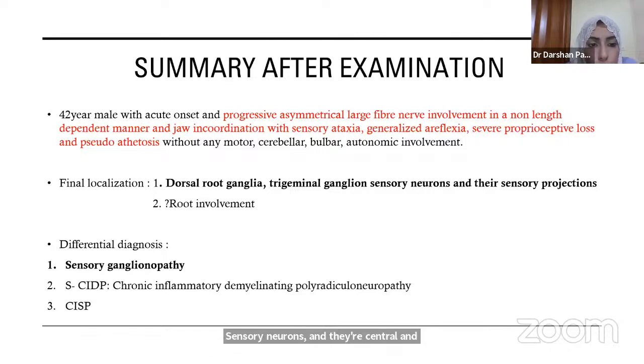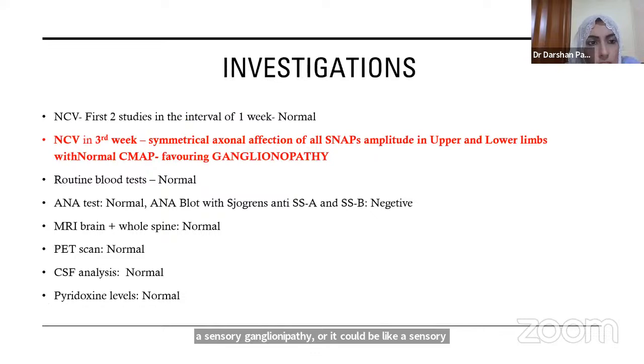Also, we thought maybe it could be root involvement too. The differentials after our examination were mainly a sensory ganglionopathy, or it could be a sensory CIDP or a CISP. On investigations, his nerve conduction studies were normal in the first 2 weeks, at a first-week interval, in the first 2 studies that were done. In the third week, he showed symmetrical axonal affection of all the SNAP amplitudes in the upper and lower limbs with normal CMAPs, and that favored a ganglionopathy.